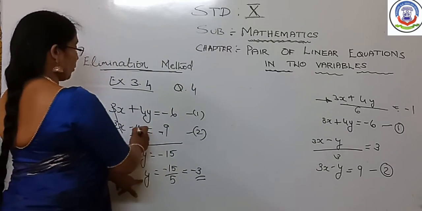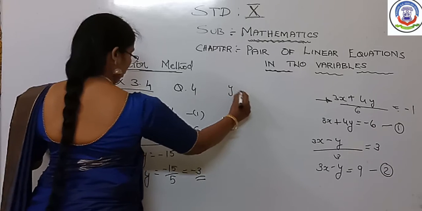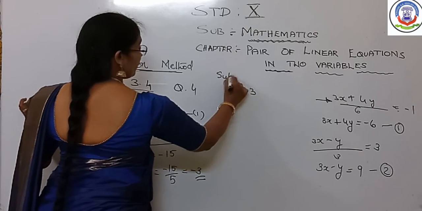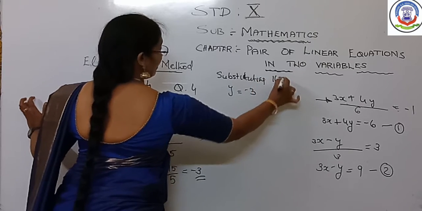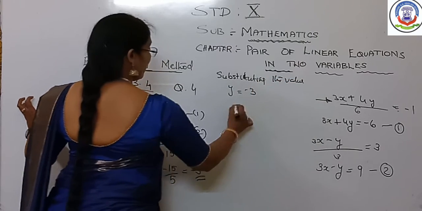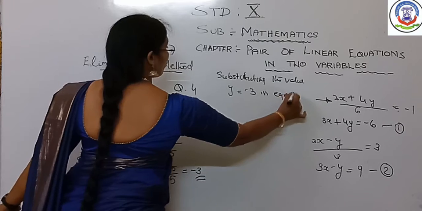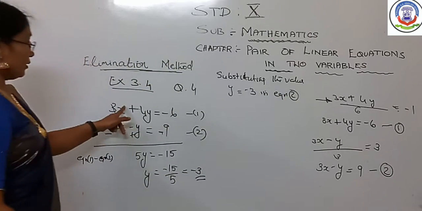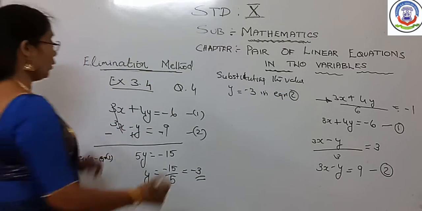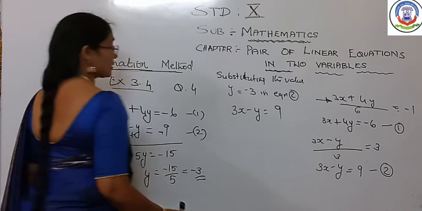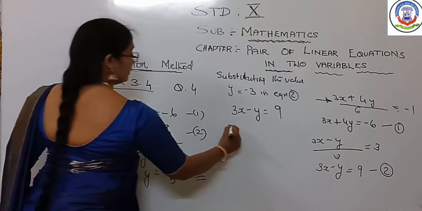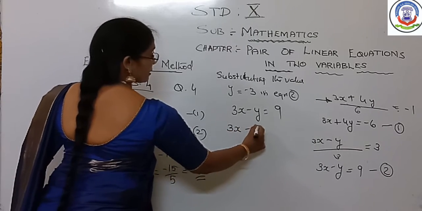Now the y value, where are you going to substitute it? So y is equal to -3, substituting the value of y equal to -3 in equation number 2. Wherever you can substitute, substitute here. So the equation is 3x minus y equal to 9. Now write down here 3x minus y.